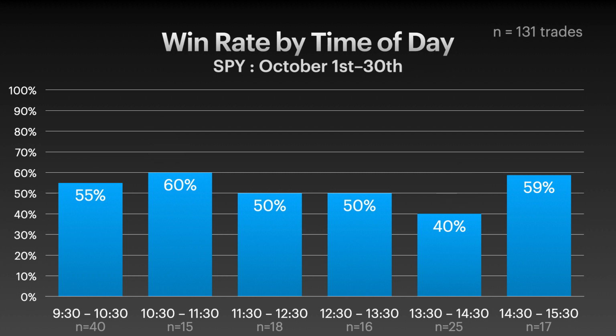What's also very interesting is how many hours per day had an approximately 60% win rate. 9:30 to 10:30, 10:30 to 11:30, and 2:30 to 3:30 were consistently great times for TRNDBot, and trading only during these times may be a strategy to increase the overall win rate when using TRNDBot.